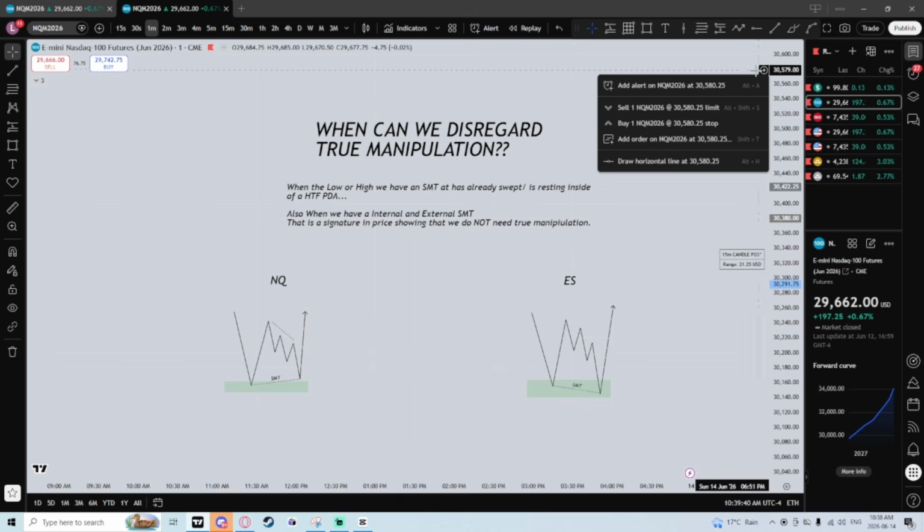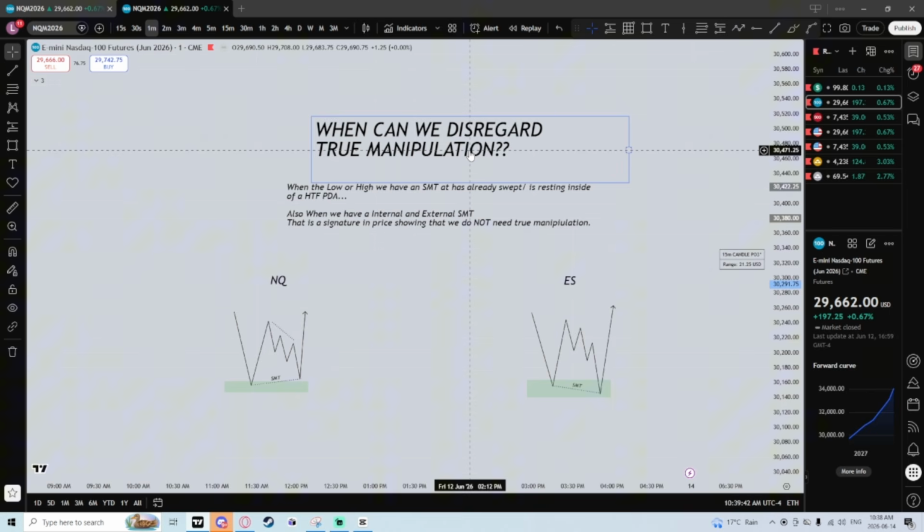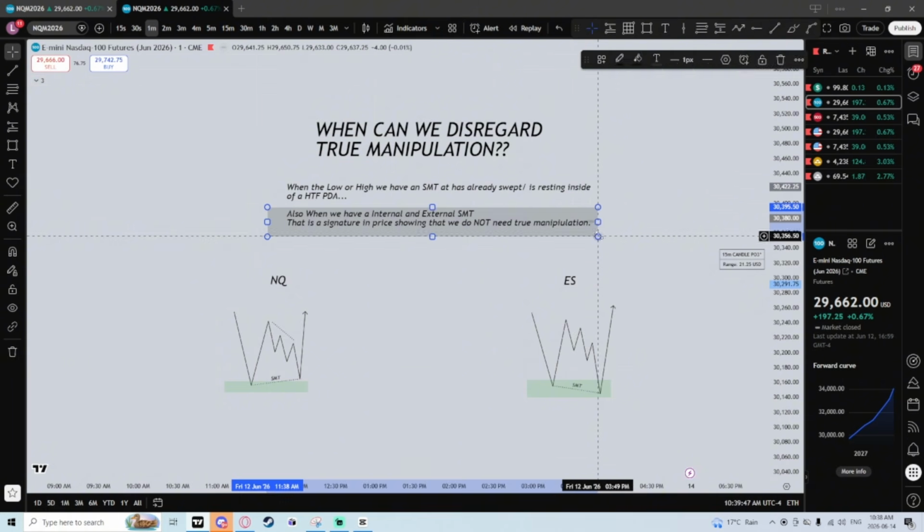So I also want to go over another scenario where we can disregard true manipulation, and that is also when we have an internal and external SMT.